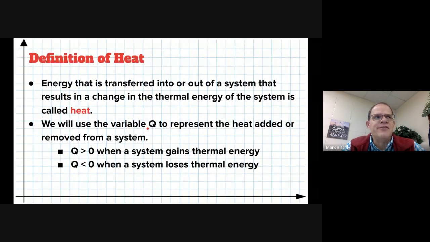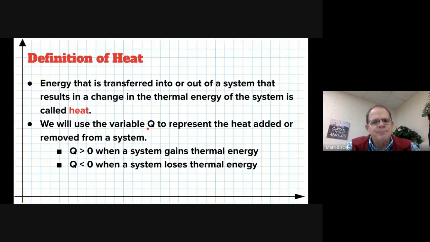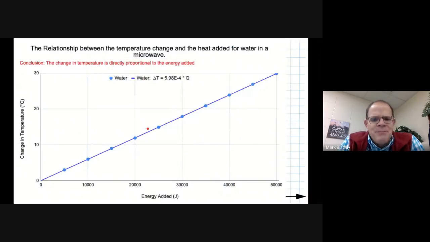So if we had to transfer 1,000 joules of energy to warm up a cup of water, then we added energy to the water, and Q would be positive 1,000. But if I asked how much energy you have to take away from water in order to make it freeze, the answer would be negative 1,000. So taking energy away from a system, Q is negative, and adding energy to a system, Q is positive, okay?